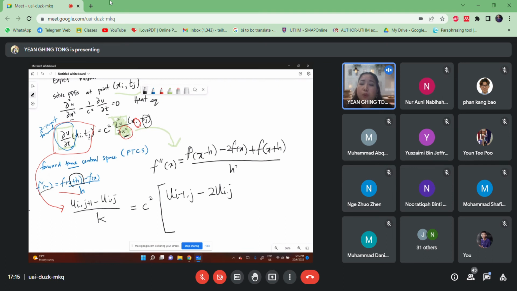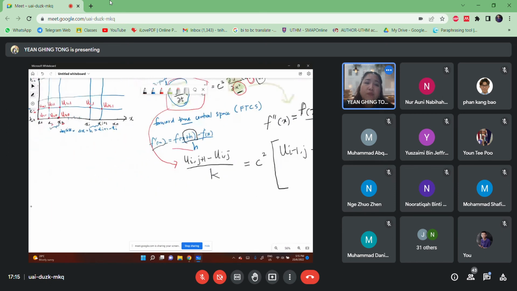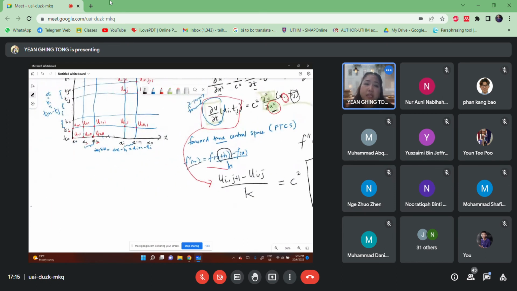Fx tu maksudnya point tu lah. Plus, okay, this one x plus h, the step size. Yang ni lah, yang ni. Tadi kan saya dulu lukis, ingat tak? Yang ni, step size.